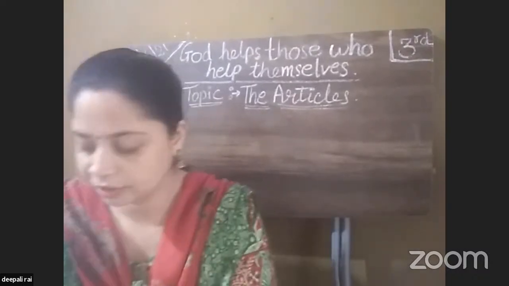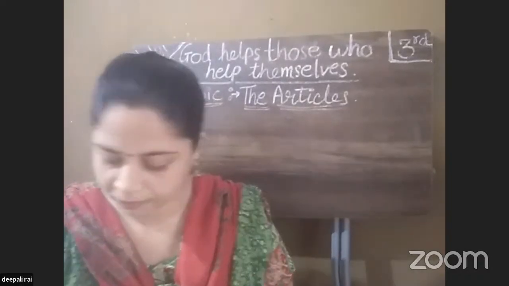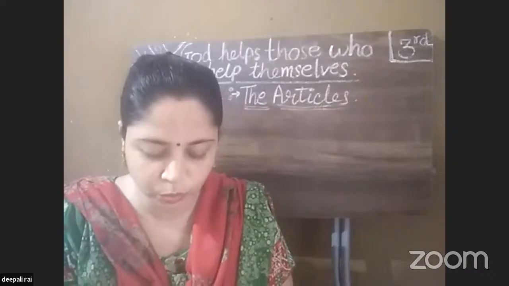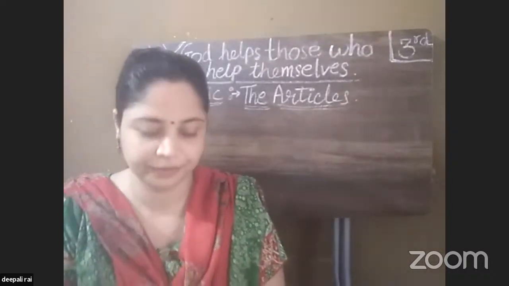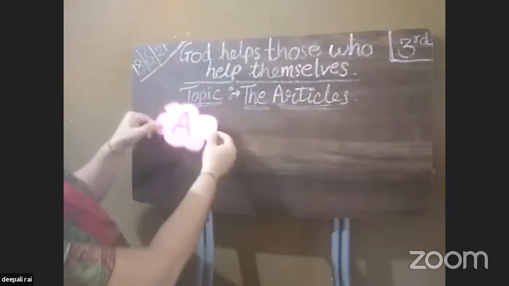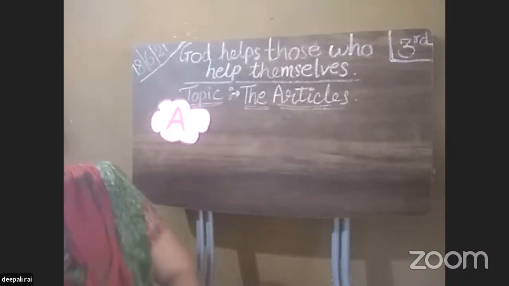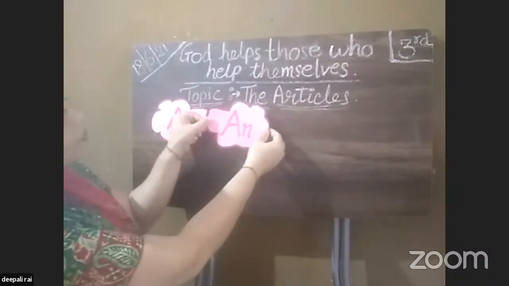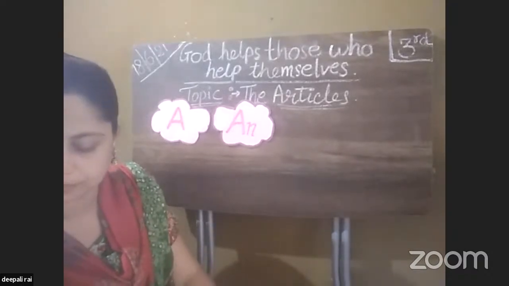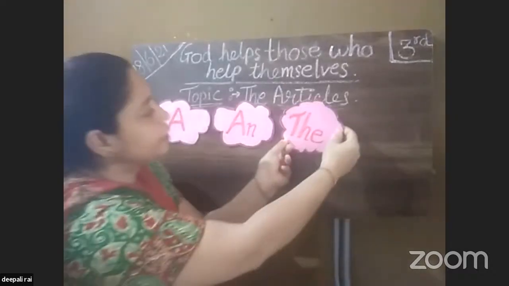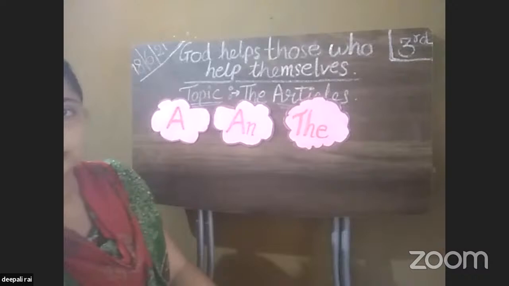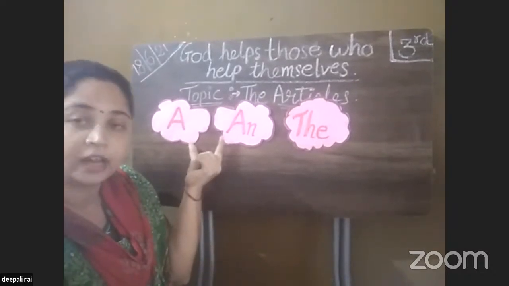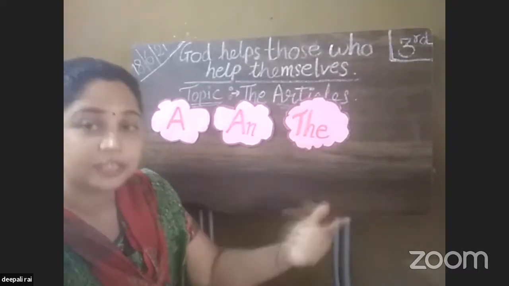Yes, we all know that we have three types of article. Actually, it is two types, A and an. They come in one category, and the is the second type. Here, see, this is A, and an, and our third article is the. Okay? A, an and the. These are three articles, but the two articles A and an come in one category, and the is a different one. Okay?